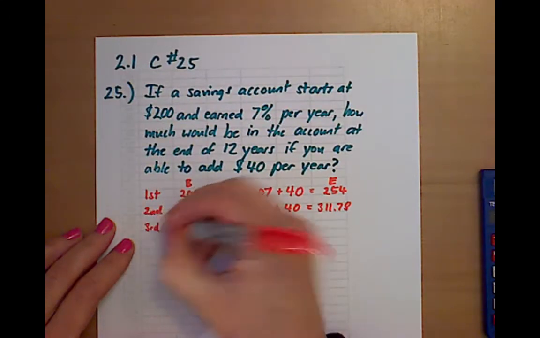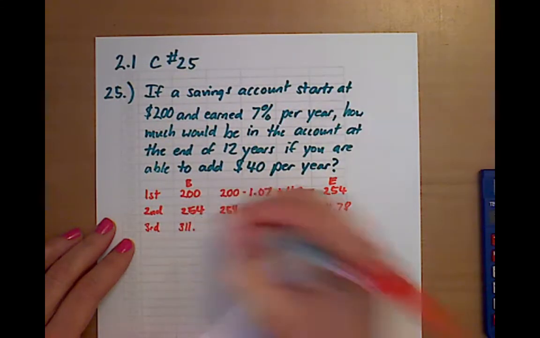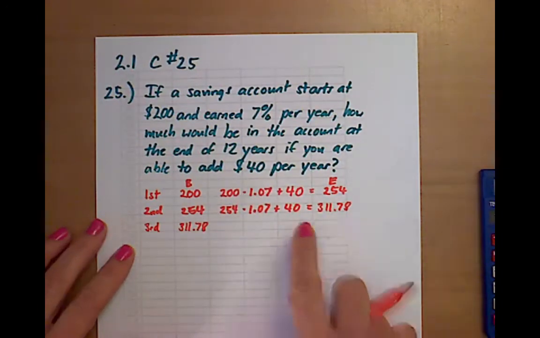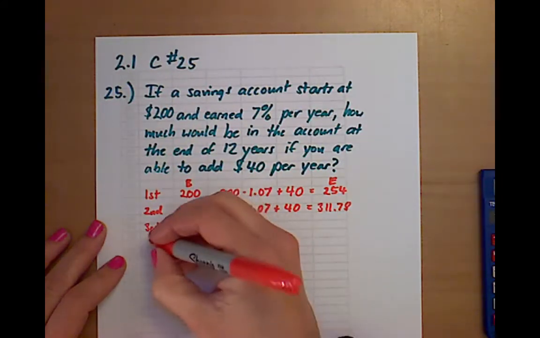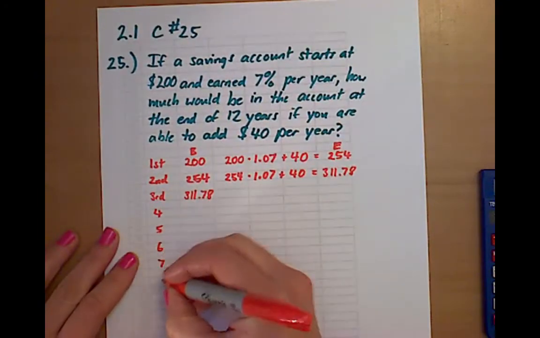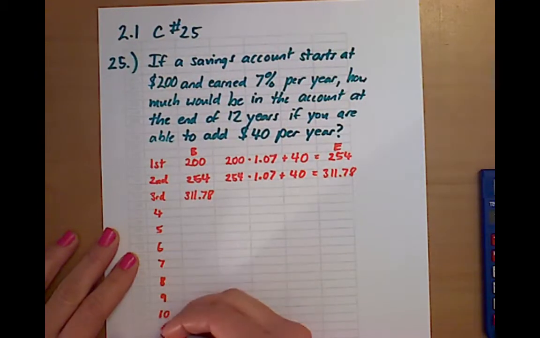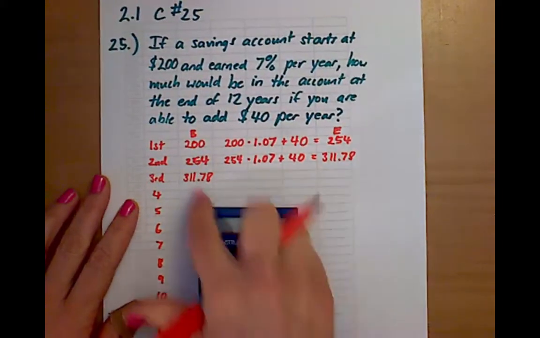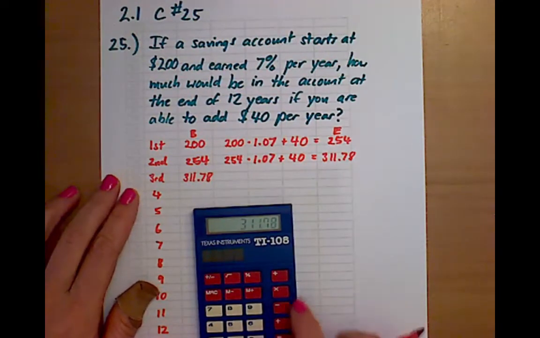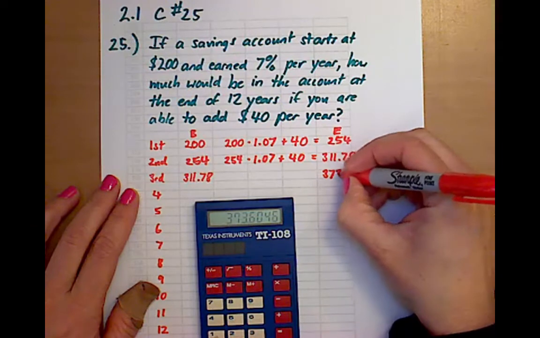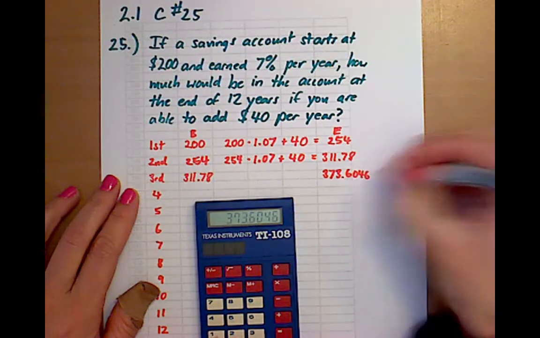So then in our third year, we're going to start out with that, 311.78. We're going to do the same thing. We don't need to write this down every single time. And we need to go up to the 12th year. Let's make this 3rd, 4th, 5th, 6th, 7, 8, 9, 10, 11, 12. All right. So we have 311.78. We're going to do times 1.07 plus 40. That gives us 373.6046.